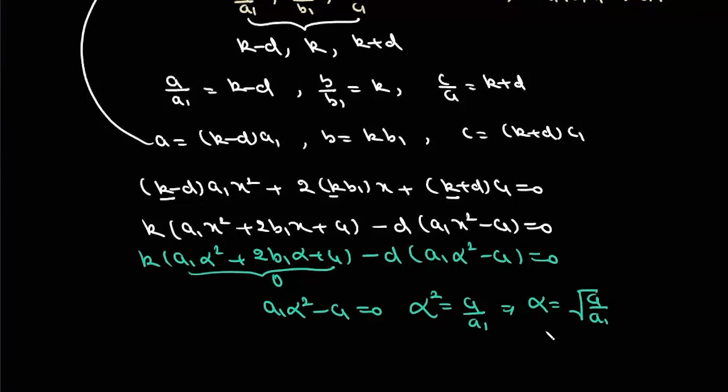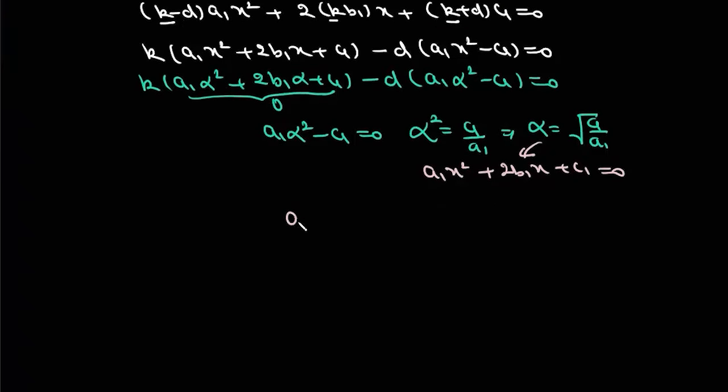Now alpha is the common root of both the equations. So alpha is going to be the root of the equation a1x square plus 2b1x plus c1 equals 0. So we'll put the value of alpha here. So we'll get a1 times c1 upon a1, plus 2b1, and here will be under root of c1 upon a1, plus c1 equals 0.